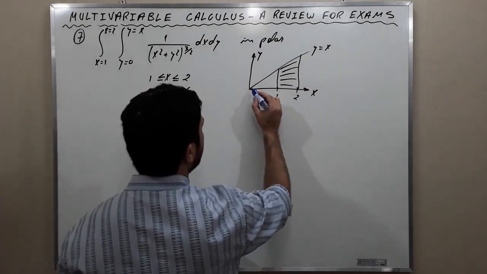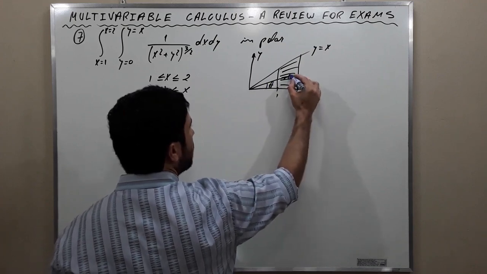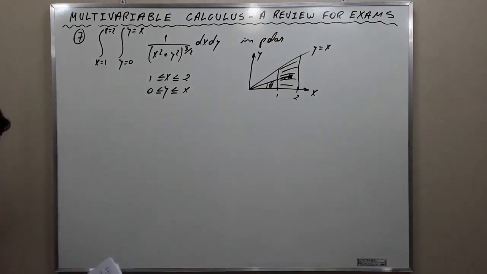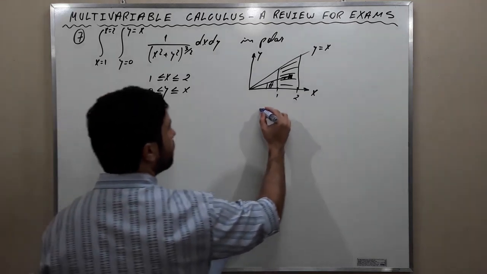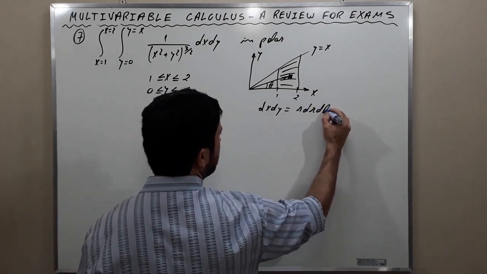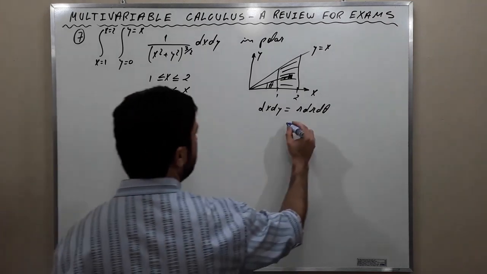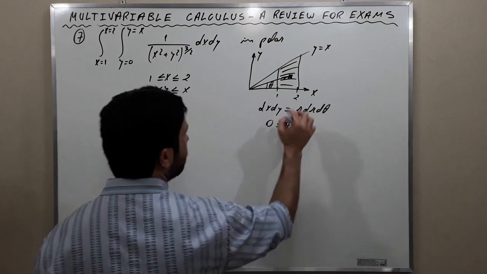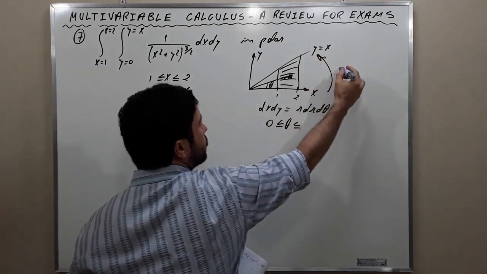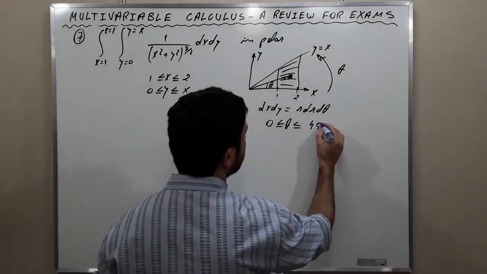And we're going to have a radius here, with an angle, and this is the infinitesimal. We are going to convert the dx dy into r dr d theta, and theta varies from 0 to the function. Theta is going to go in this direction. At x equal to y, theta is 45 degrees. Alright?